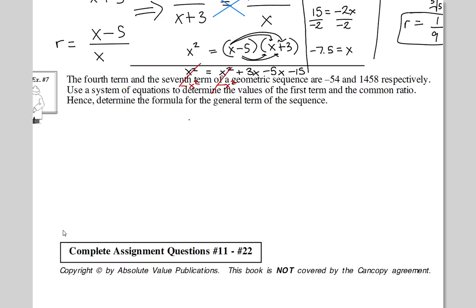Okay. The fourth term and the seventh term of a geometric sequence are negative 54 and 1458 respectively. Please write that down. Translate that. T4 equals. Okay, keep going. Do the next one.